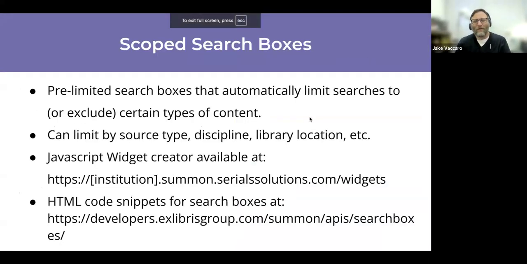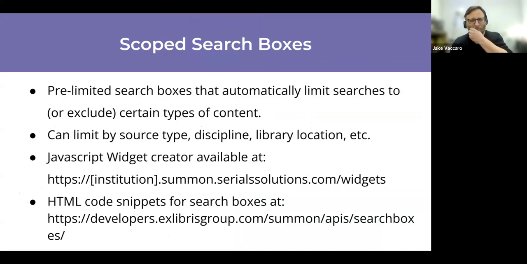Another way of getting people where you want them to go is to create Summon search boxes that are pre-scoped. And we use these a lot. There's a couple of different ways to do this. Basically, you can make a search box or a search widget with certain things pre-selected. It's really common to do it for content types, so you can have a book search or a video search or things like that. But you can do it for basically anything. So you could do it by discipline as well.